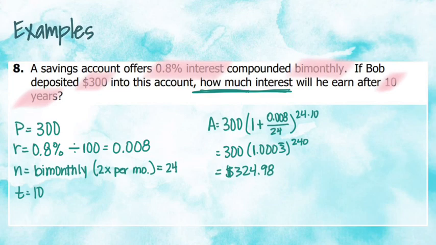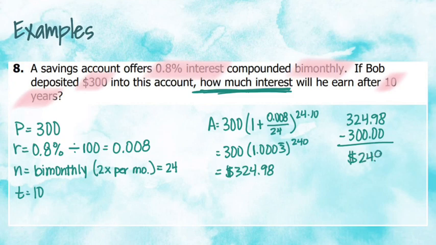And then we need to find, though, how much interest he gained. So he initially put $300 in there. So we're going to do $324.98 minus $300, and that is going to equal $24.98 that he gained in interest over 10 years.